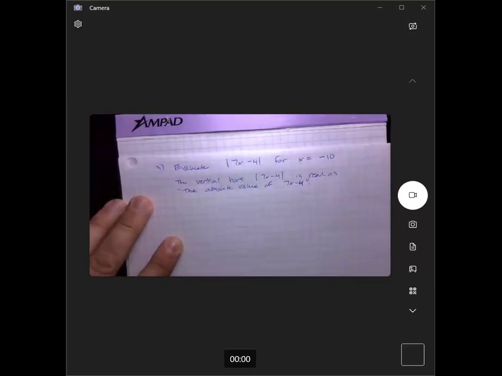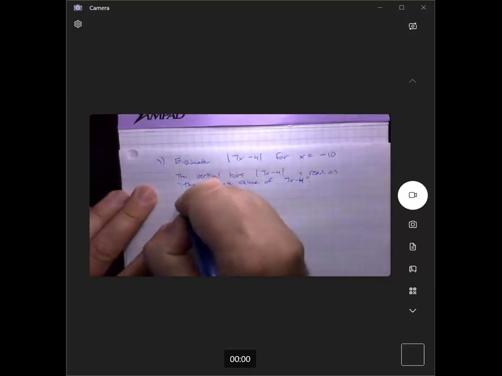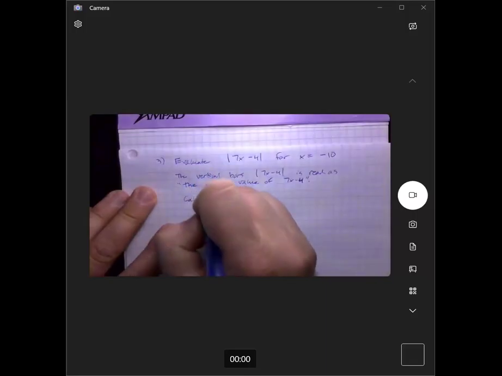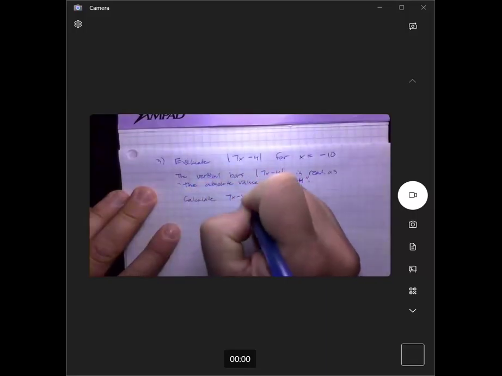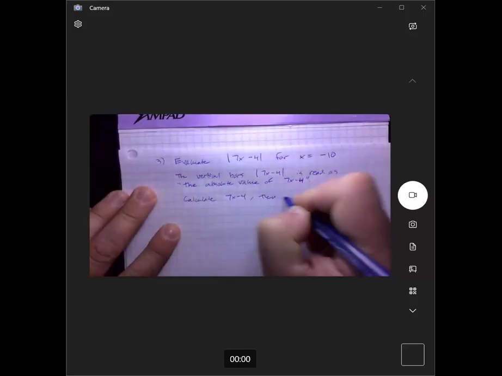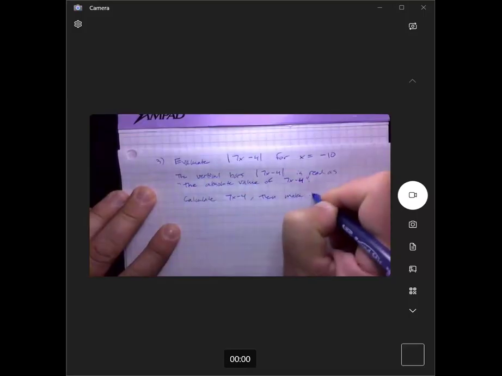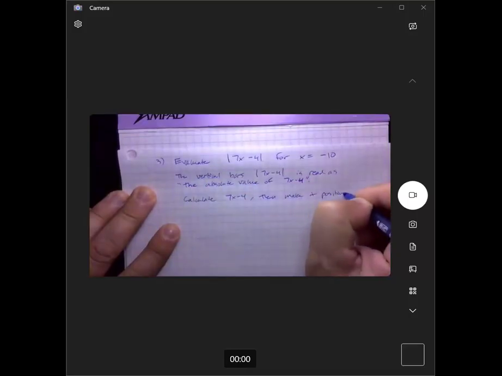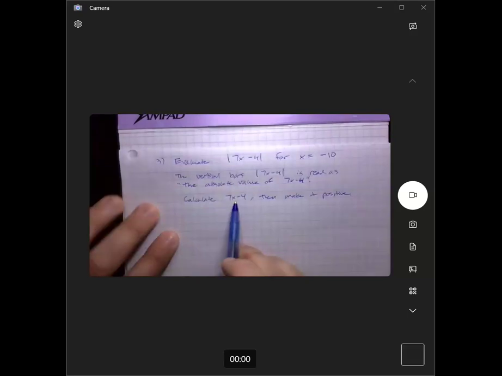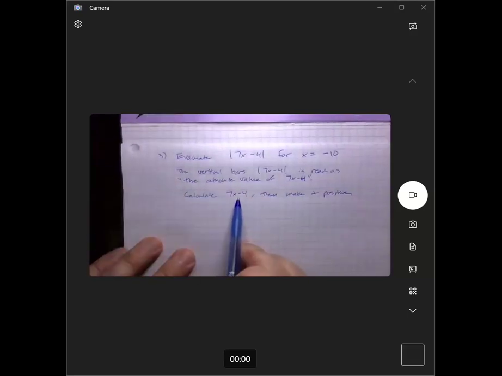Absolute value of 7x minus 4. And what that means is calculate 7x minus 4 and make it positive no matter what. So if 7x minus 4, once we evaluate it, is a negative number, we simply make it positive. If it's a positive number, then we leave it positive.